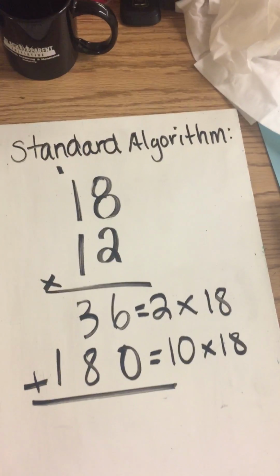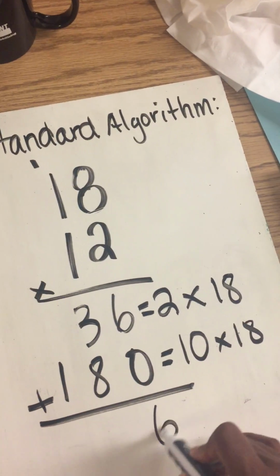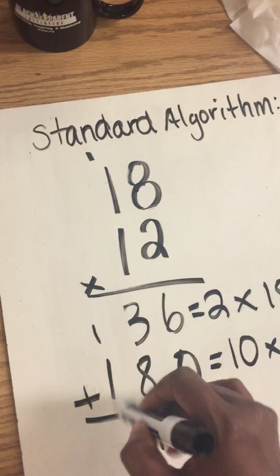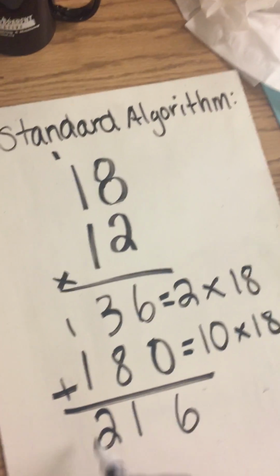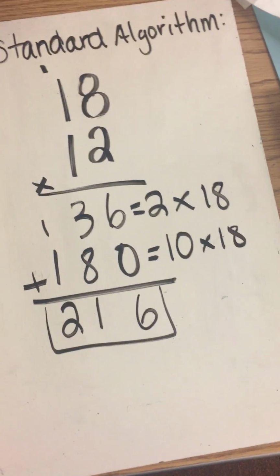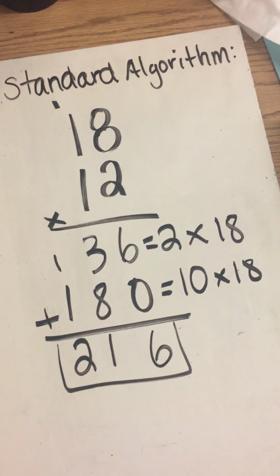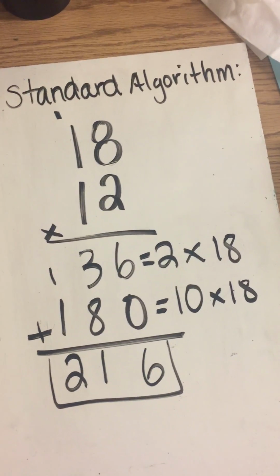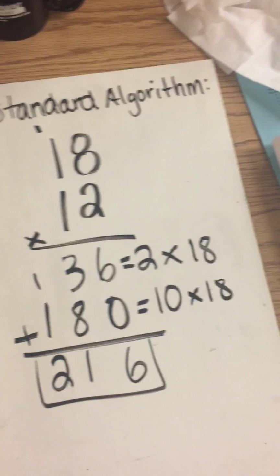Now we just simply add them together. Well, 6 and 0 is 6. 3 and 8 is 11. And 1 and 1 is 2. I always put a box around my answer, which is really great for algebra. 216 is our answer.